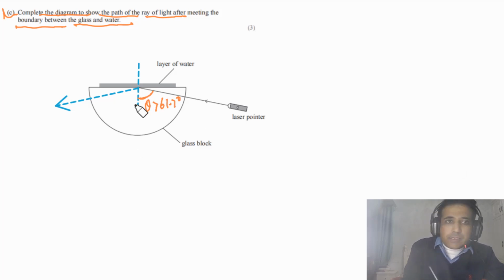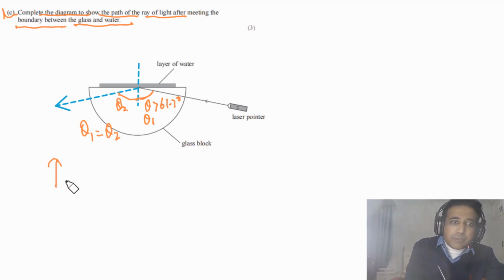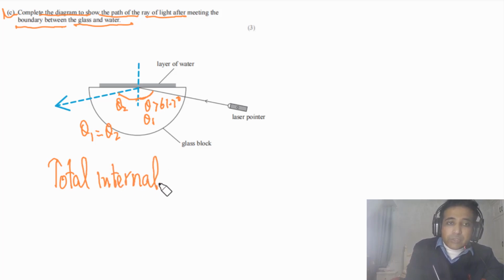So in this case, these two angles have to be the same. If I say this angle is theta 1, this has to be also equal to theta 1. So we can say this is theta 2. So theta 1 has to be equal to theta 2 because this is total internal reflection. It means simply this is reflection but no refraction. So simply you have to draw the normal, then you need to draw this arrow.